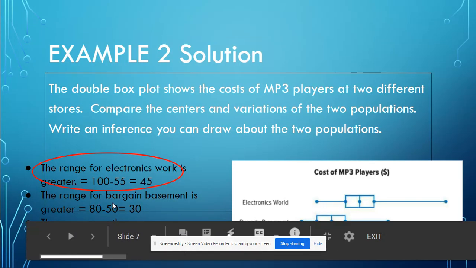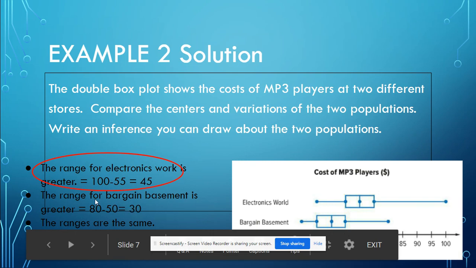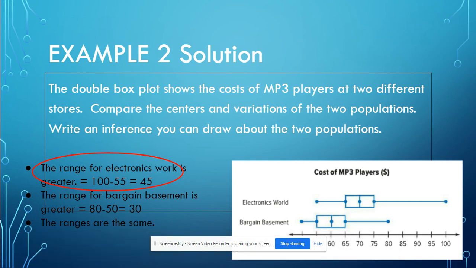So if the range for the lowest price at Bargain Basement ends at 50, then the difference there between the highest and lowest cost is going to be $30, which means that Electronics World, I know it still says work here, this has the biggest span, the biggest range of prices. So if you're a person that was after a variety of different costs for an MP3 player, if you wanted to really check out your options, Bargain Basement wouldn't be the best store to go to. Electronics World would be because they have more of a range of prices. So that's how we use the double box plot to find the median and the range.